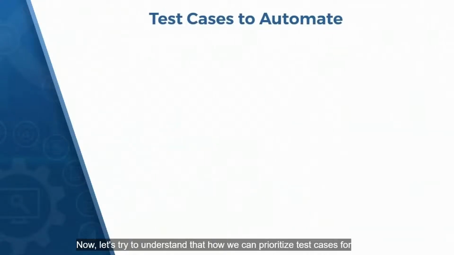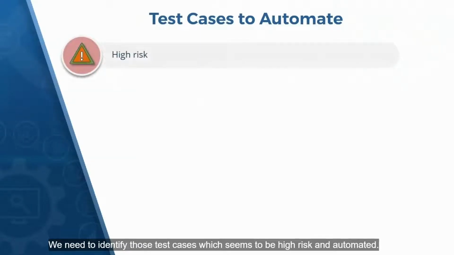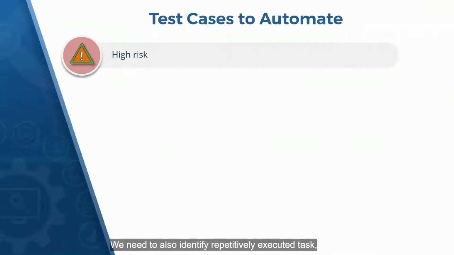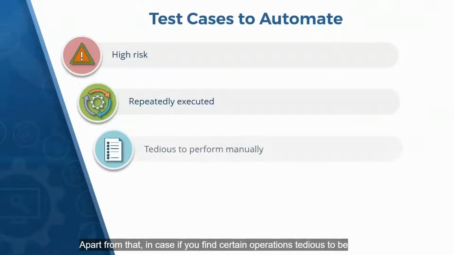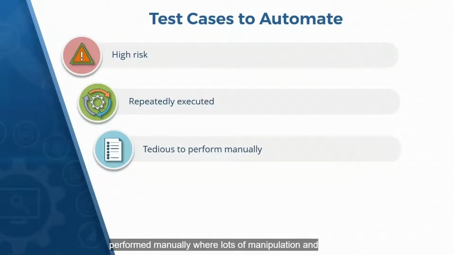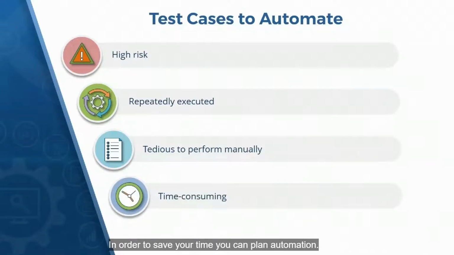Now let's try to understand how we can prioritize test cases for automation. We need to identify those test cases which seem to be high risk and automate them. We need to also identify repeatedly executed tasks. They are the right candidate to be automated. Apart from that, in case you find certain operations tedious to be performed manually, where lots of manipulation and calculations are involved, better is to go for automation. And finally, manual testing can be time consuming. In order to save your time, you can plan automation.